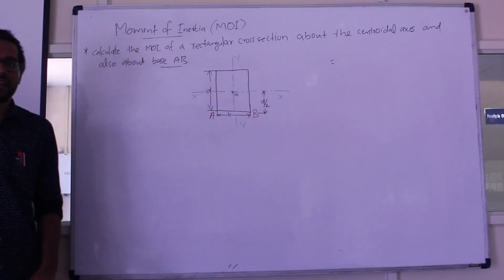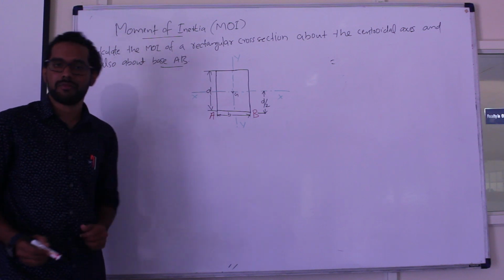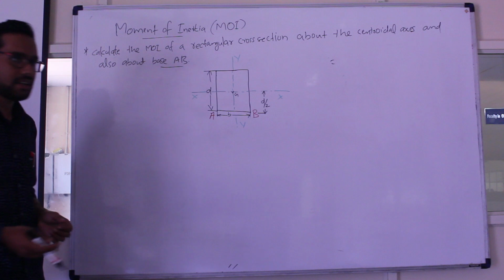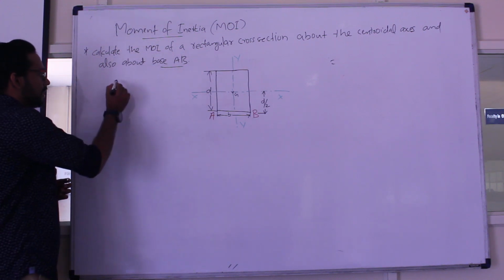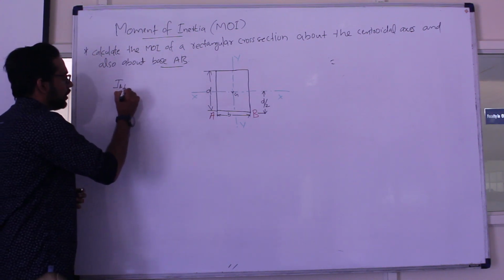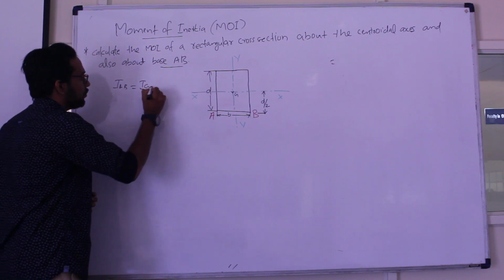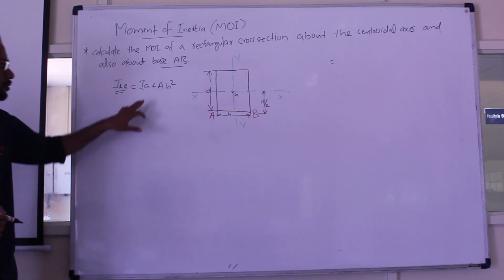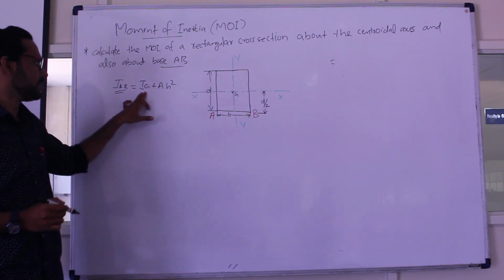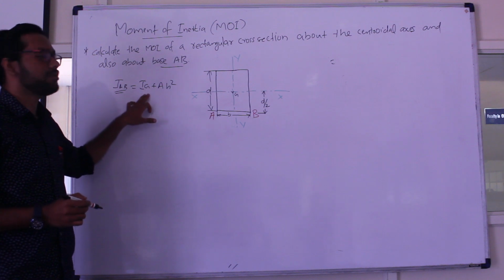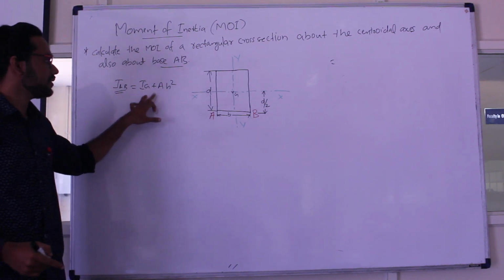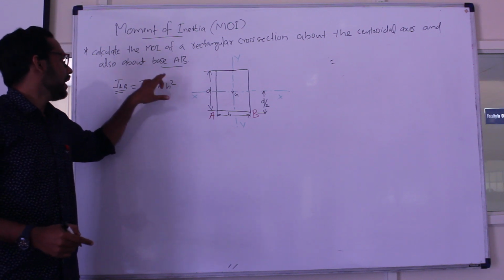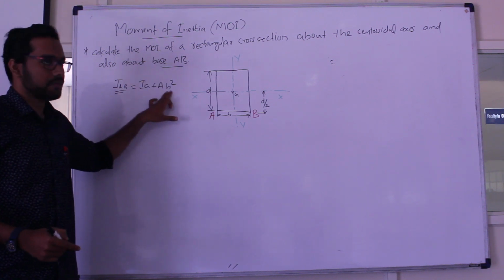For calculating the moment of inertia of the rectangular section about the base AB, we are applying the parallel axis theorem, or the transfer axis theorem. What does the parallel axis theorem say? It says that IAB equals IG plus A x squared. That is, the moment of inertia about a reference axis which is parallel to the centroidal axis is equal to the sum of the moment of inertia about the centroidal axis and the product of the area and the square of the distance between the centroidal axis and the reference axis.